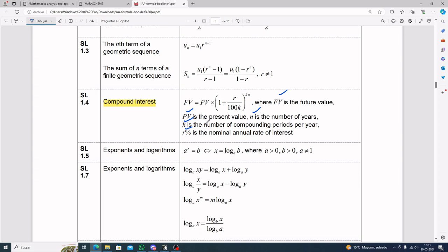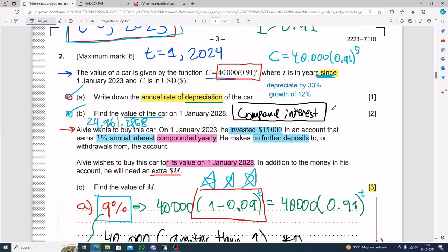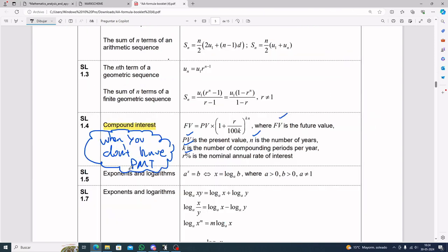And this is something that I need to clarify. It works when you don't have PMT. Okay? And this is something that you need to leave extremely clear. All right? You have two main tools for this. You have the compound interest and you also have the finance app. Okay? And this is the main thing that you can get from this. Compound interest is when you don't have PMT, and finance app is what you use when you do have PMT.